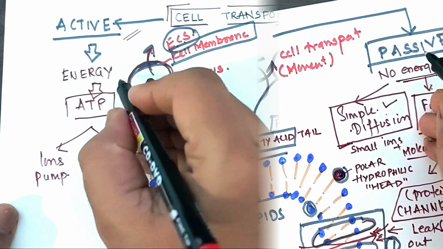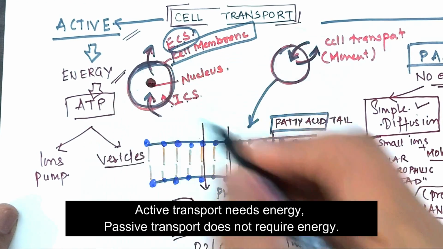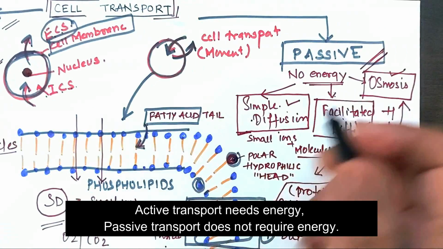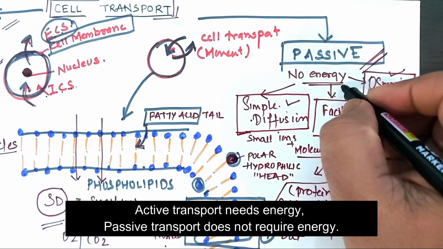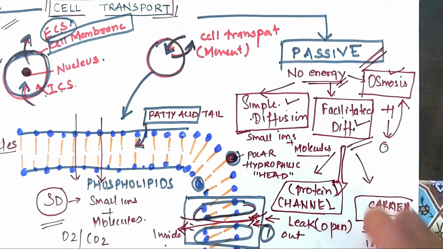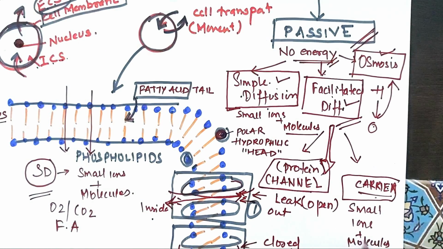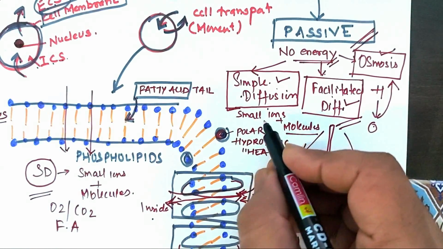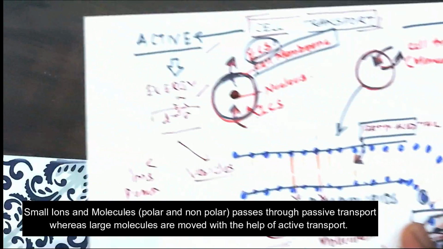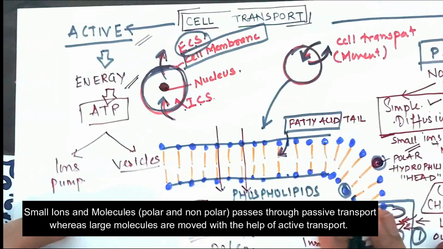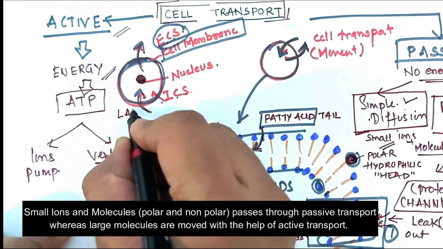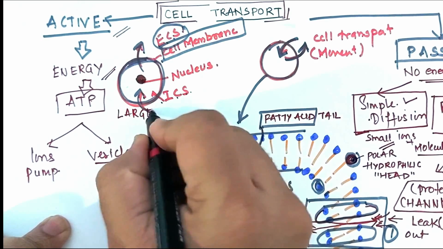Active transport requires energy to transport the molecules in and out of the cell. However, passive transport does not require any form of energy. Secondly, passive transport always transports small ions and molecules. However, active transport basically transports the large molecules.